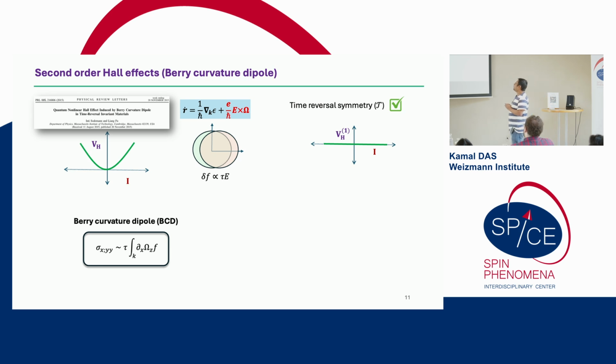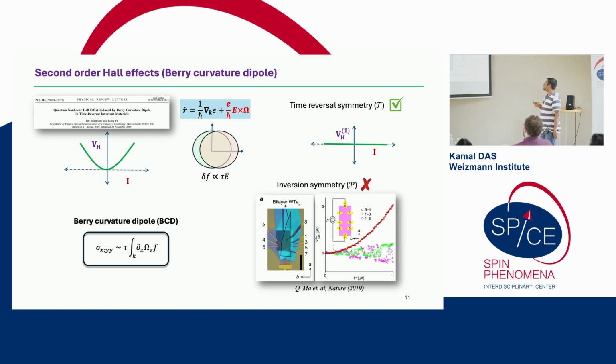If we write this second order Hall effect in terms of the derivative of the Berry curvature, hence it is called the Berry curvature dipole. Since this is a second order response, to see this effect you always have to break inversion symmetry. And since the proposal, there have been several experimental reports, including this one on bilayer WTe2.